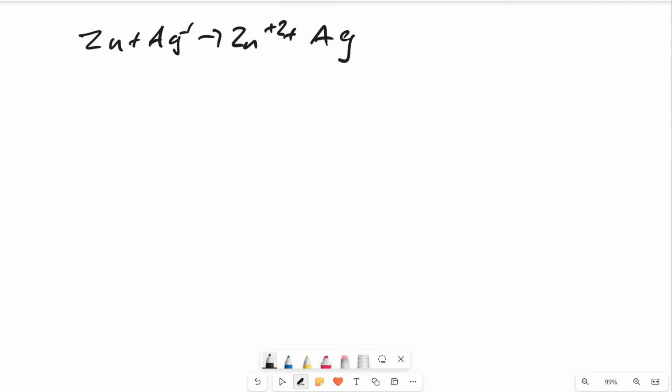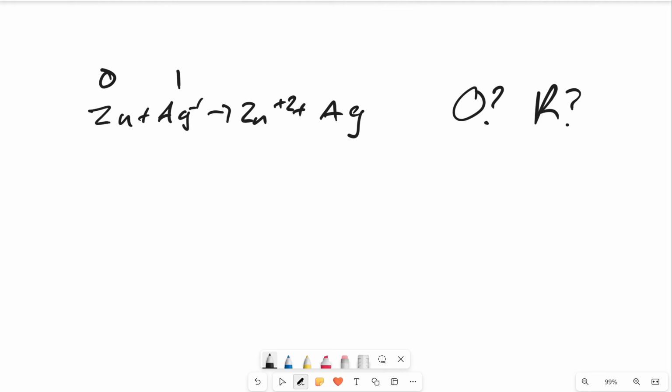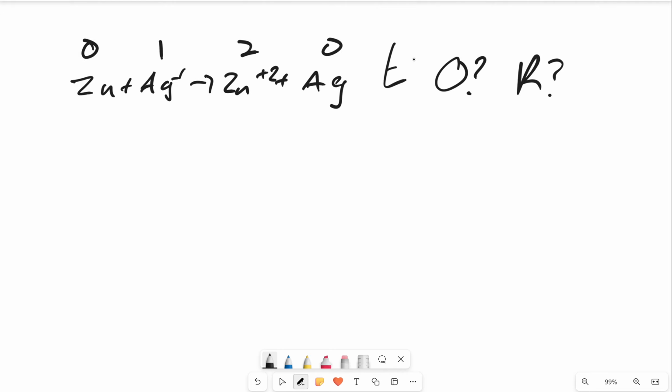Let's first draw what the cell is going to look like, and figure out what's being oxidized and what's being reduced. That's the very first thing we need to figure out. You can do this in a plethora of ways. I'm just going to assign oxidation numbers, I think that's the easiest. So we're going to have 0, 1, 2, 0.